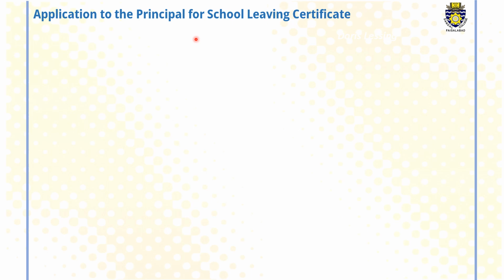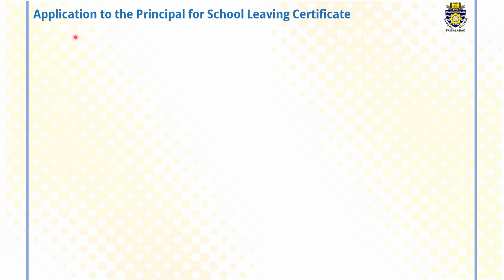As you see, this is the page of your notebook. You will draw the margin on each side of the page with blue marker. Here on the top left side of the page, you will write the date, and top right side of the page, you will write the day. On the first line of your notebook, you will write application to the principal for school leaving certificate with blue marker. Margins will also be drawn with blue marker.